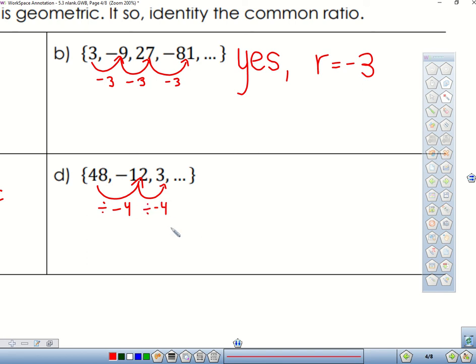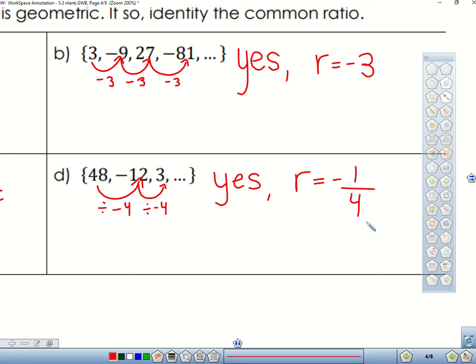Good. So when you have to divide, when you're going downward, we always want to write our common ratio as a product, not a quotient, okay? So, yes, it is a geometric sequence. But if you divide it by something to get the common ratio, you're actually going to write it as negative 1/4. Because dividing something by negative 4 is the same thing as multiplying it by negative 1/4. Everybody understand that? Okay. So you just have to know to rewrite it as a fraction.